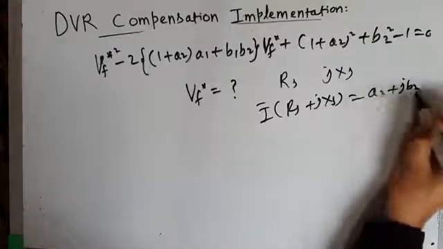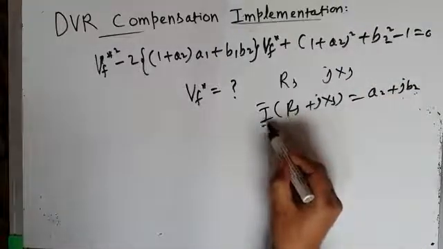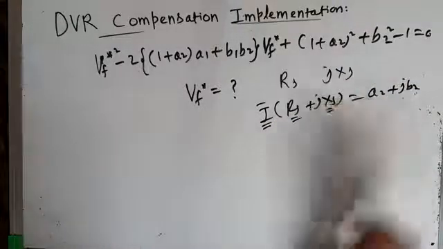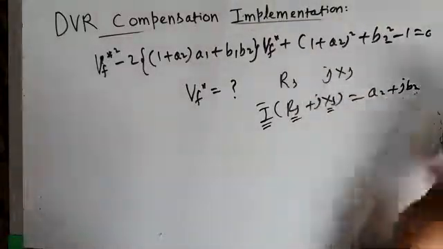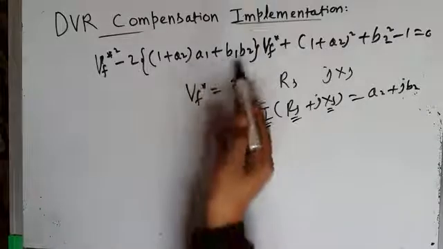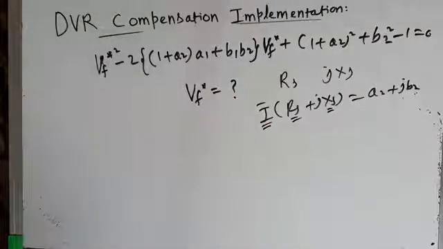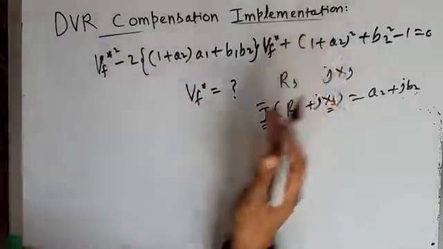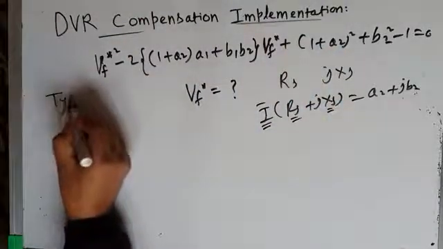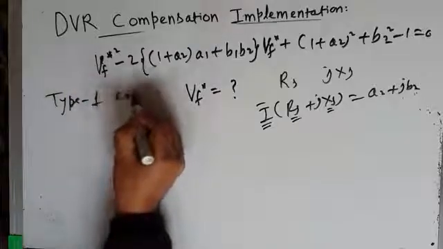You can find A2 plus jB2 only when you have the information about the load current and the feeder resistance and reactance. If you don't have the knowledge of the feeder impedance, you cannot find A2 plus jB2 and you cannot substitute that here. So this type of method, in which you need full information of the system, is called type 1 control. This is type 1 control.